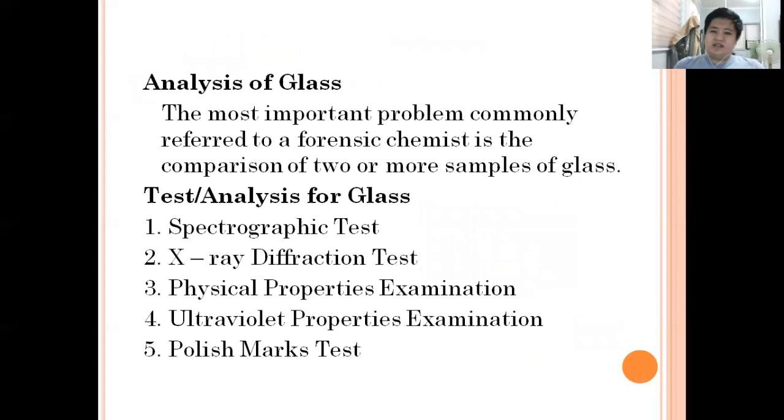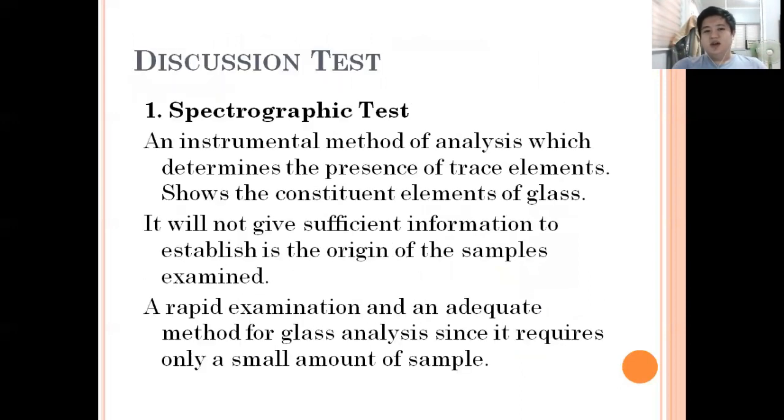For the analysis of glass, the common tests or analyses that are used by chemists, there are six. We have the spectrographic test, we have the X-ray diffraction test, we have the physical properties examination, the ultraviolet properties examination, and we have the polish mark test.